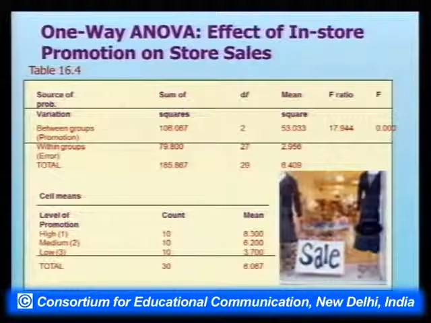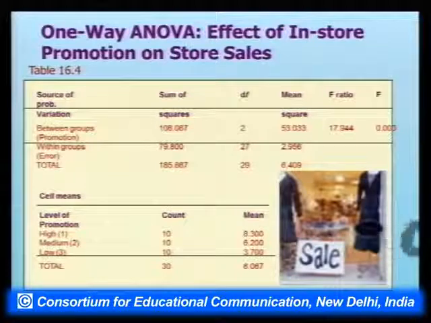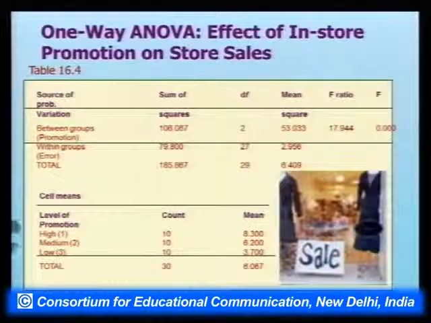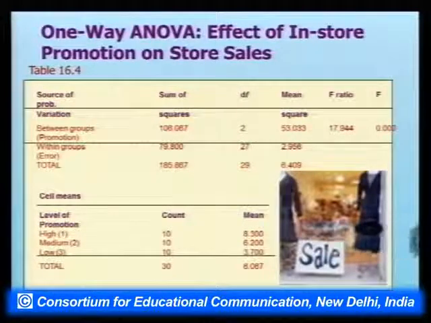Then the degrees of freedom are 2 and 27. When we divide the sum of squares by the degrees of freedom, we get the mean square. So the mean square 53.033 comes from 106.067 divided by 2. Then the mean square between groups and the mean square within groups are divided to give the F ratio, which is 17.944. The p value comes out to be 0.000, so we reject the null hypothesis of all means being equal, because the p value is less than 0.05. In this case it is almost equal to 0.